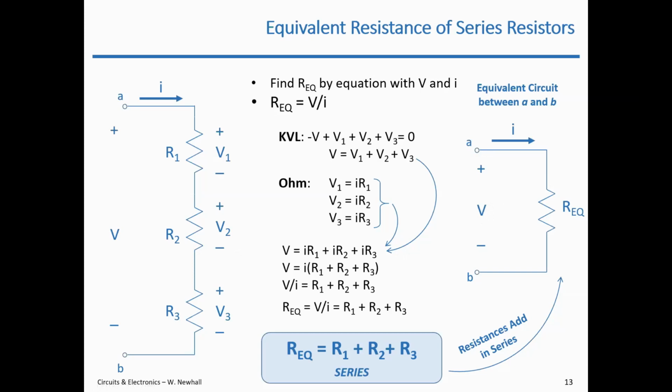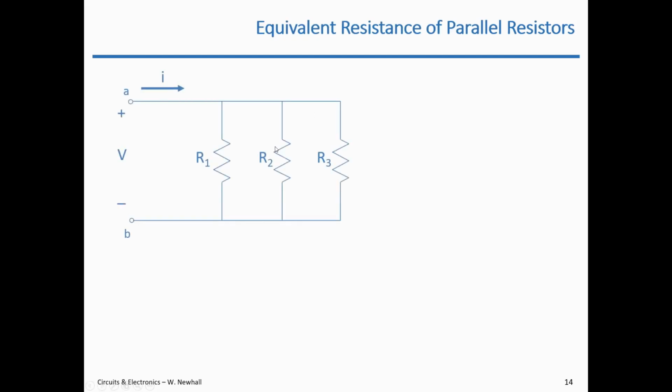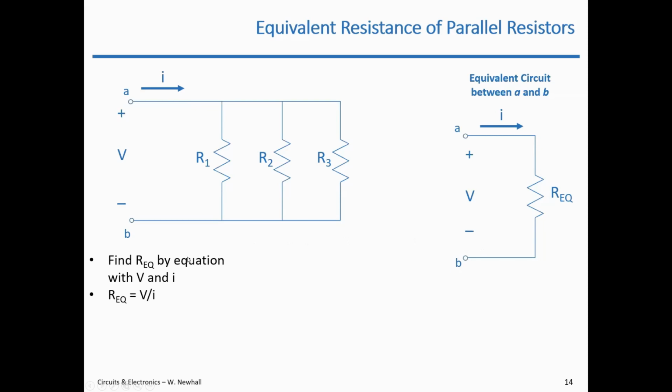Okay, so let's do the same thing for parallel resistors. Here's how we would analyze parallel resistors to figure out the equivalent resistance. On the left, we have 3 parallel resistors. I've defined a voltage across the terminals that connect to those parallel resistors and a current into that parallel set. On the right, this is the equivalent resistance I would like to find. So let's do the same thing. Let's find an equation that has V in it and I in it, rearrange it so that equation has V over I, and that's the equivalent resistance.